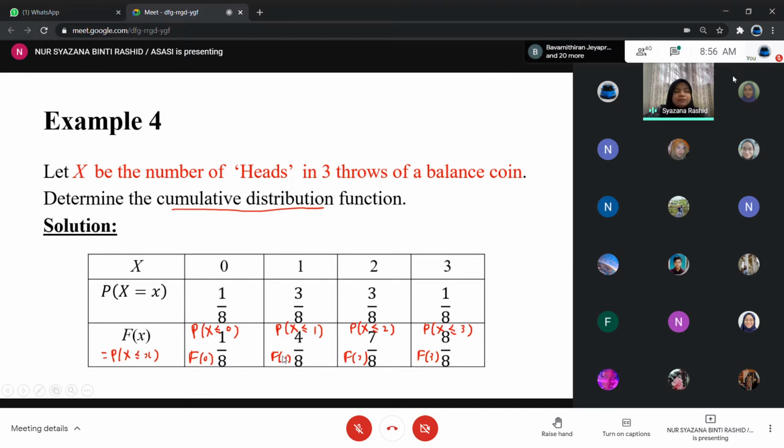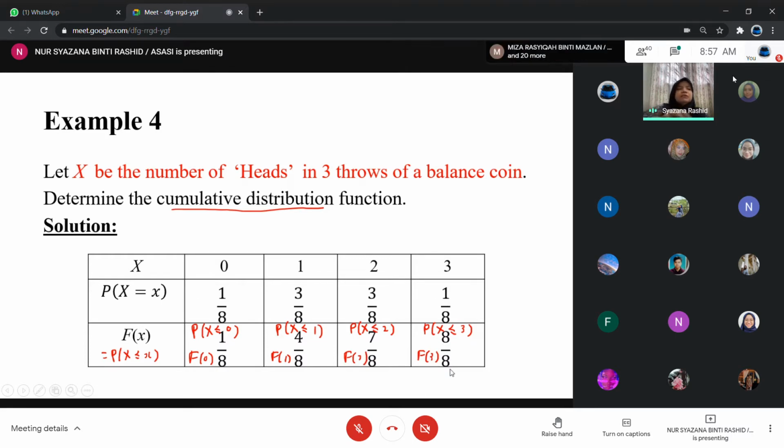Okay, getting F1, so you need to consider probability 0 plus probability 1. So you tambah 1 over 8 plus 3 over 8. Dapat sini 4 over 8. Okay, F2, you need to consider 0, 1, 2. So you kena tambah ni. 1 over 8 plus 3 over 8 plus 3 over 8. Dapat 7 over 8. And lastly for F3, you will add all probability. So tambah, dapat 8 over 8.